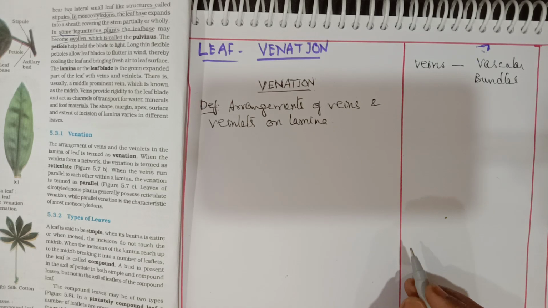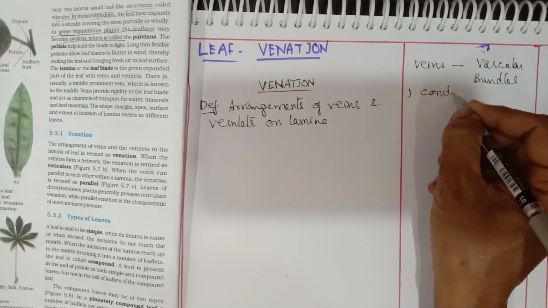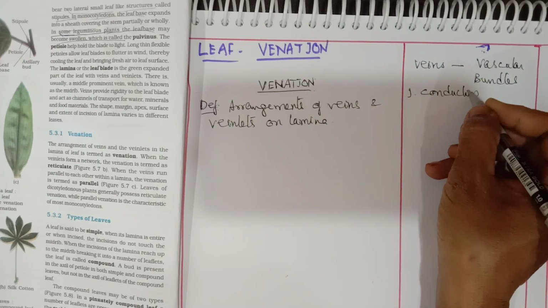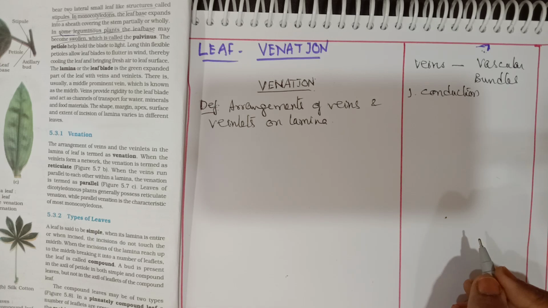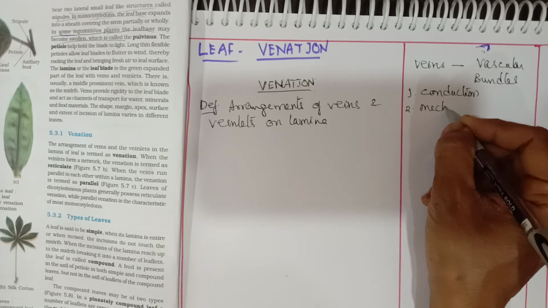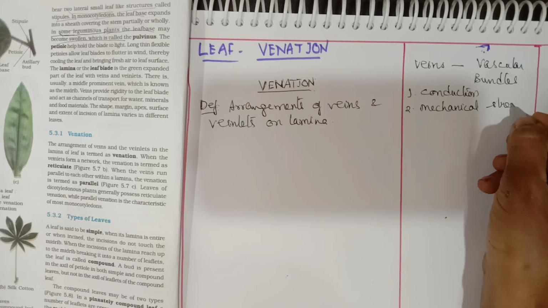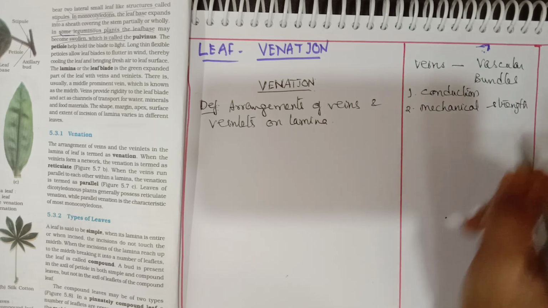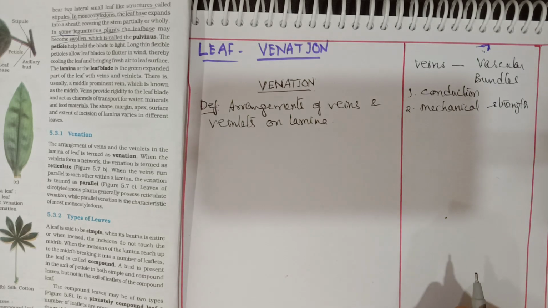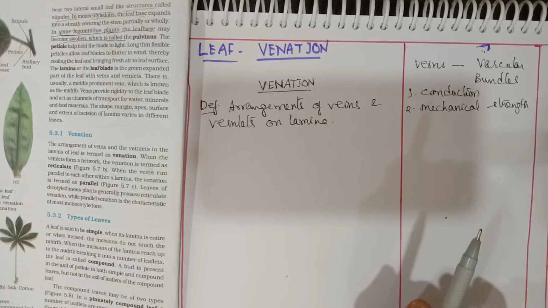Since they are made up of vascular bundles, the primary function of veins is conduction of both water and food material, because they consist of both xylem and phloem. That is the primary function. Another function is that they also give mechanical strength to the lamina, like a skeleton. They form a skeleton to the lamina. So these are the main functions of the veins.